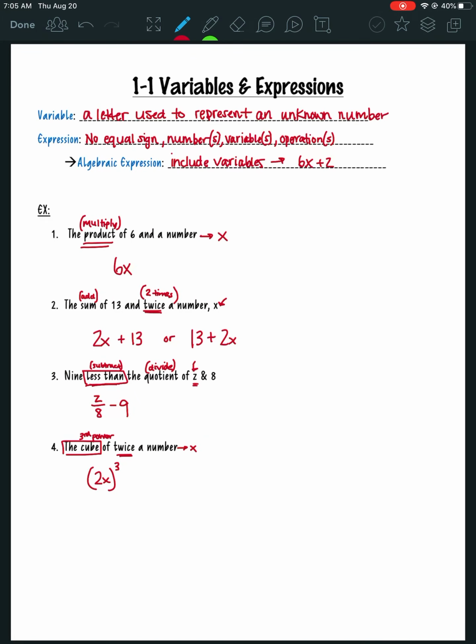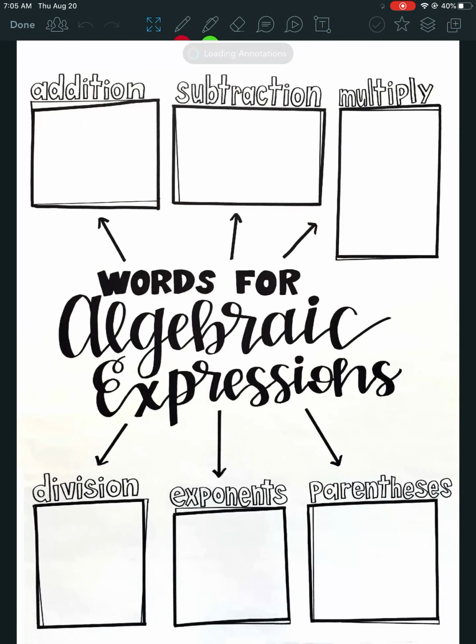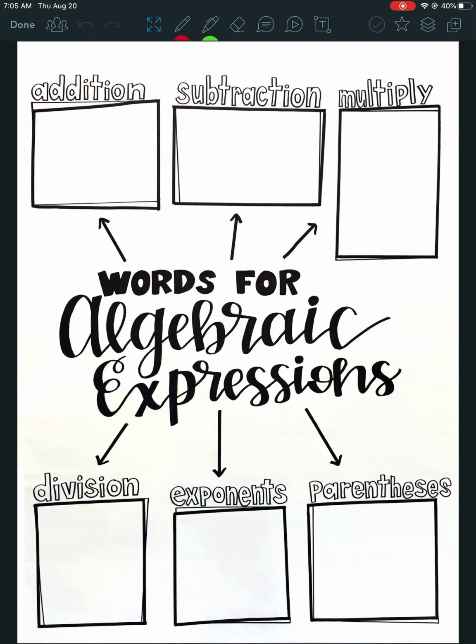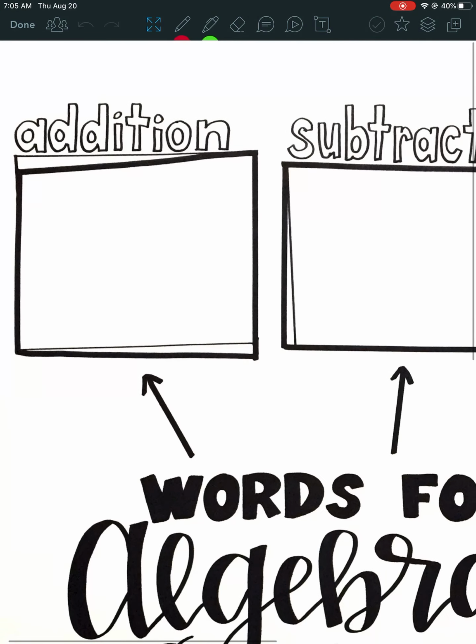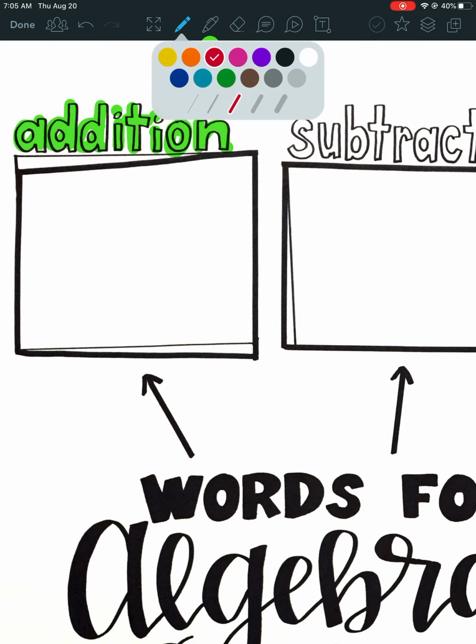Okay, so those are some examples that are similar to what your homework looks like. Let's go to that other document and think of some words for all of these operations. So addition, we can go back to the basics here. If you would like, these notes are totally up to you, but they do have some fun doodle notes to them if you want.